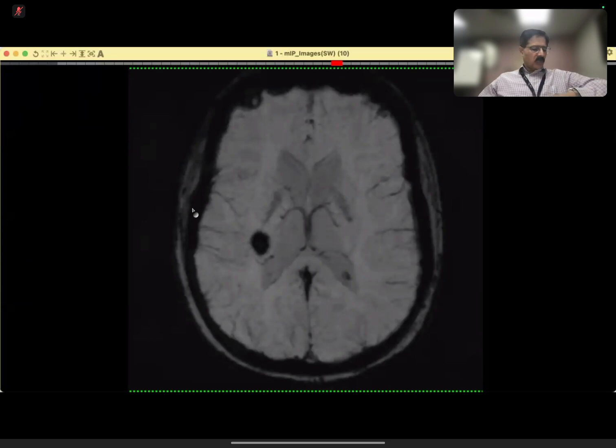So this is, I think, the last case of the day. So all said and done, we did manage to cover the 12 cases which I had, and of course we did spend a bit of time on prostate imaging.